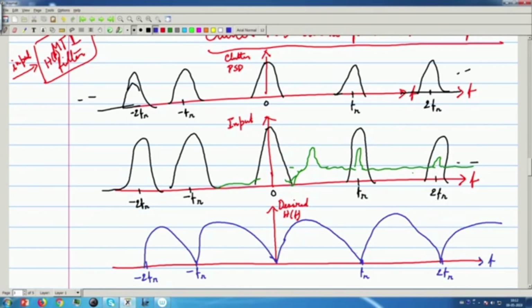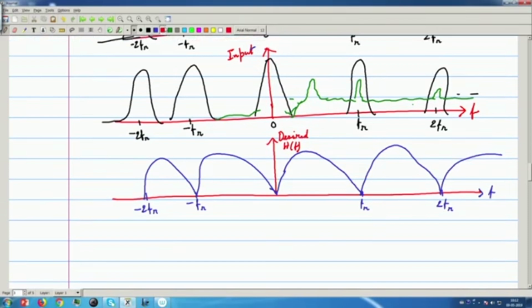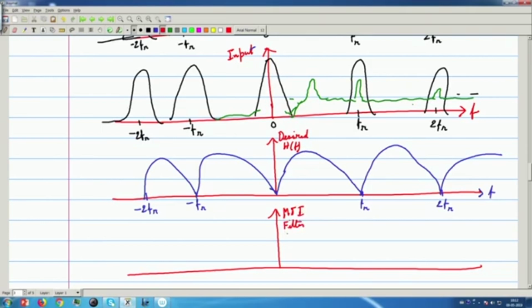Then, if this is the H(f), this is the input. So, what will be the output? That means, the MTI filter output. Now, I can draw that MTI filter output spectrum. So, what will I get?